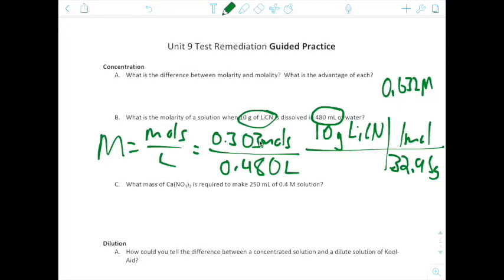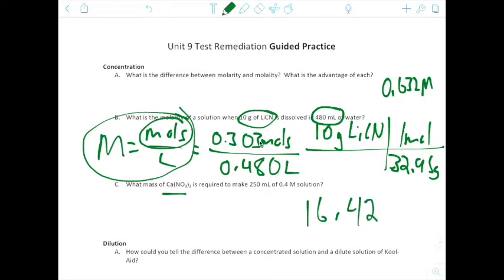On this next one, you're working backwards. So you have the molarity. You're going to use this equation, and essentially what you're going to do is work backwards. So you're going to have your molarity, you have your volume, you're going to find moles, and then you're going to convert from moles to grams using the molar mass. The answer that you should get for C is 16.42 grams, or 41 grams.